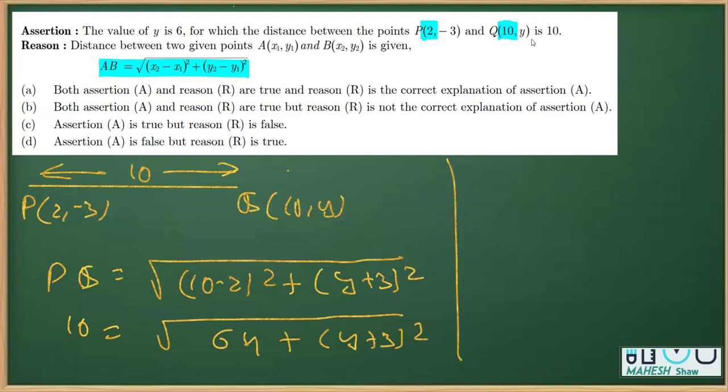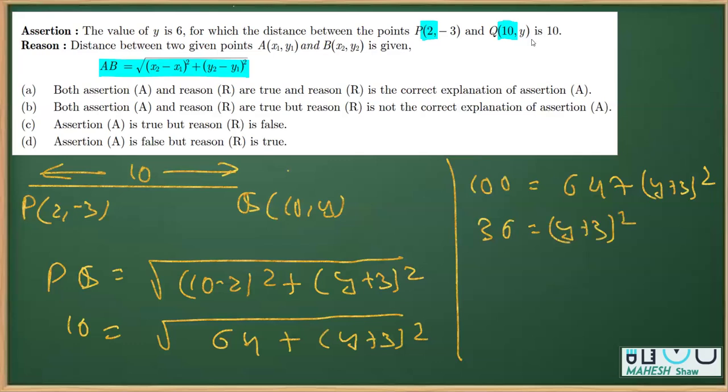Now further, what we are going to do is square both sides. On squaring both sides, this will be 10 squared, which is 100. On the other side, the root will get removed, so it will come as 64 plus (y plus 3) whole square. Now, if I transpose 64 to the other side, it's 100 minus 64, that is equal to 36. That is equal to (y plus 3) whole square.